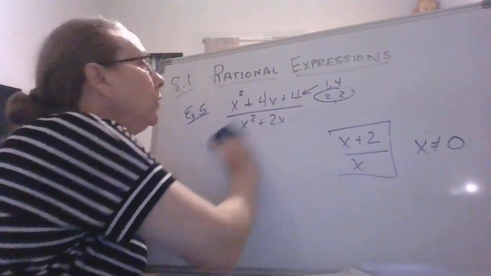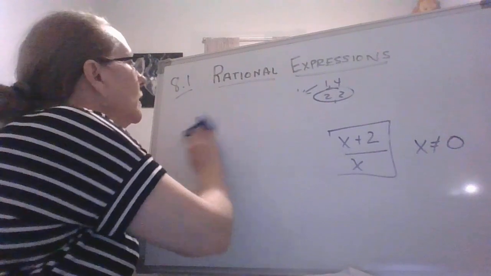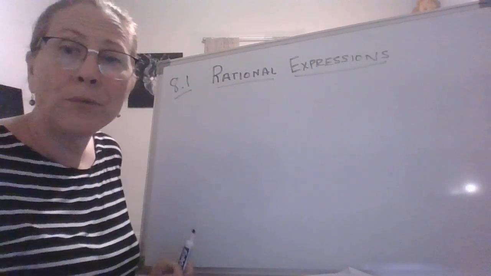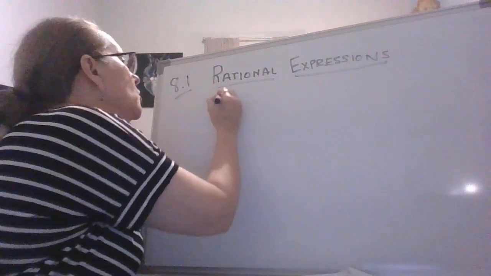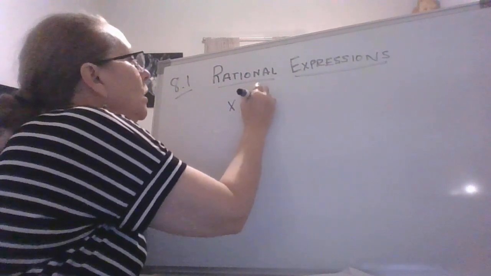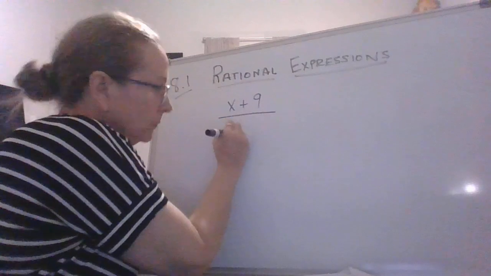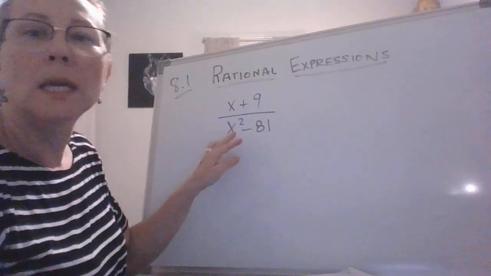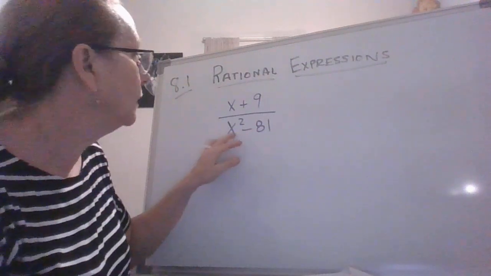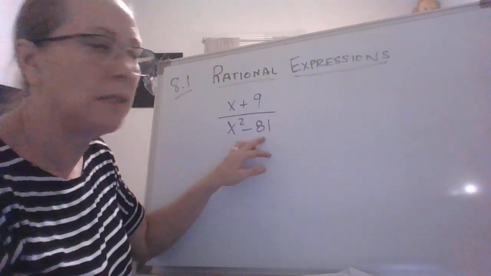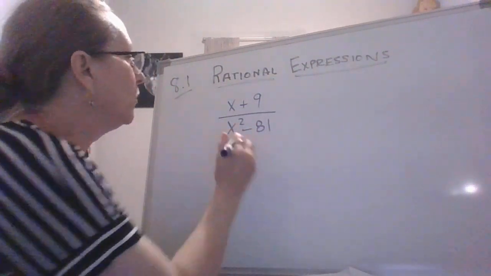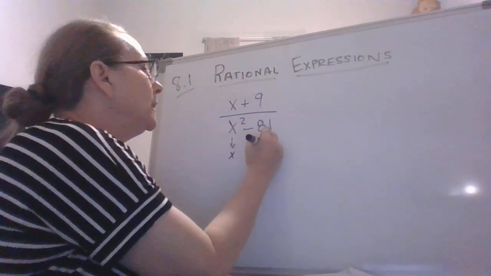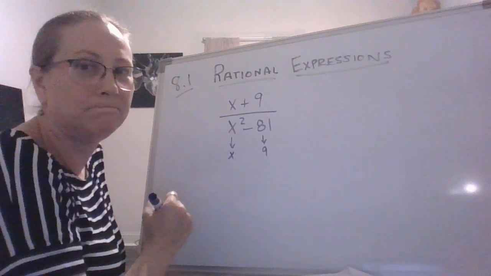I talked earlier about a difference of two squares. Let's look at that again. A difference of two squares will factor into conjugates. So we want to recall what those are. It's a difference because it's subtraction, and this is a perfect square, and this is a perfect square. Remembering that the square root of x squared is x. The square root of 81 is 9.